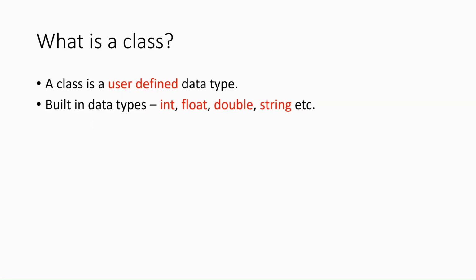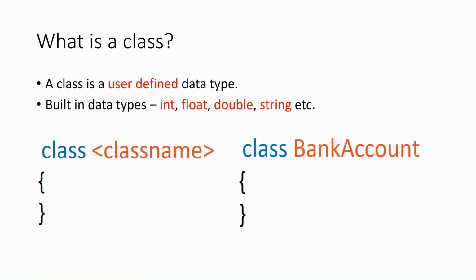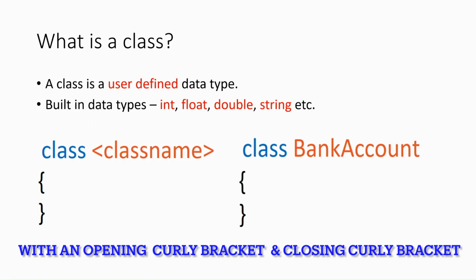So how to create a class in Java? The syntax for creating a class in Java is you have to use class, followed by the class name, followed by an opening curly bracket and a closing curly bracket. This class is a reserved keyword in Java. The class name is a placeholder here. You can give any class name. For example, I have created a class named BankAccount with an opening curly bracket and a closing curly bracket.